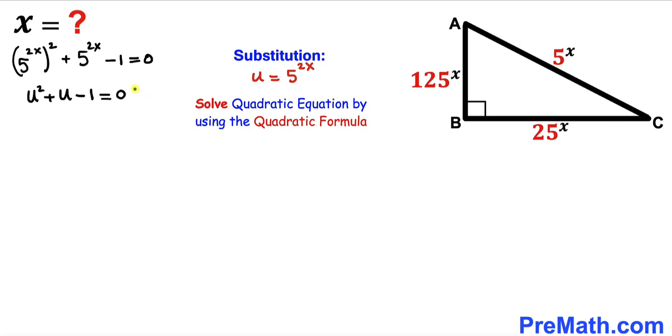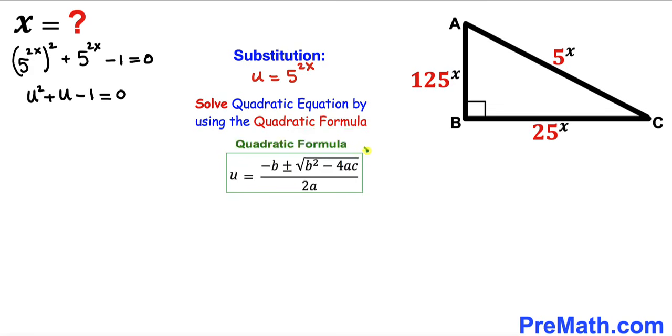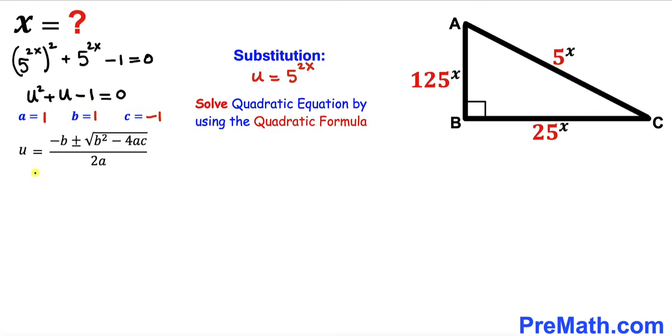And now we can see that this is our quadratic equation, and we are going to solve it by using the quadratic formula. And here's the quadratic formula that we will be using. Now we can see our coefficient for x squared is a equal to 1, b equal to 1 as well, and our constant c is negative 1. So let's go ahead and fill in the blanks in this quadratic formula.